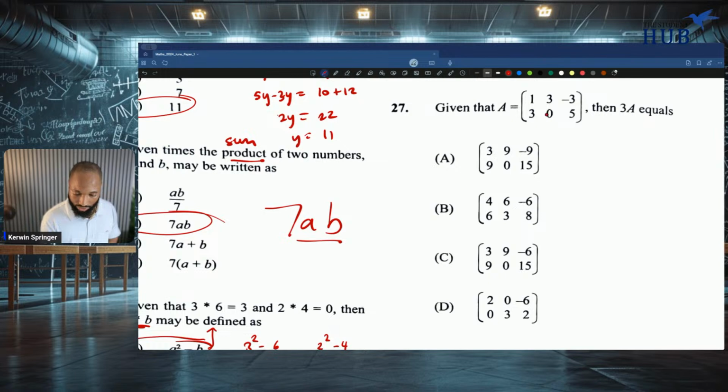Given that A is that, then 3A is, well, multiply everything now by 3. I checked the first one. Multiply by 3. 3 by 3 is 9. Which one is different here? This number. 3 by negative 3 is negative 9A.